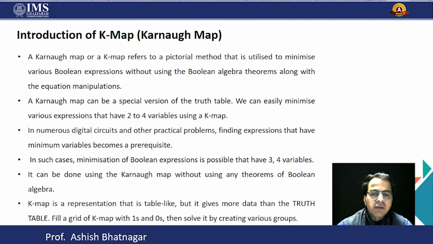Fill a grid of K-map with 1s and 0s. 1 and 0 are nothing but inputs, right? And it is solved by creating various groups. So logically, the K-map takes 3 types of input. First is 0, second is 1. 1 means high voltage, 0 means low voltage, and the third input is the don't care input, which is represented by capital X.